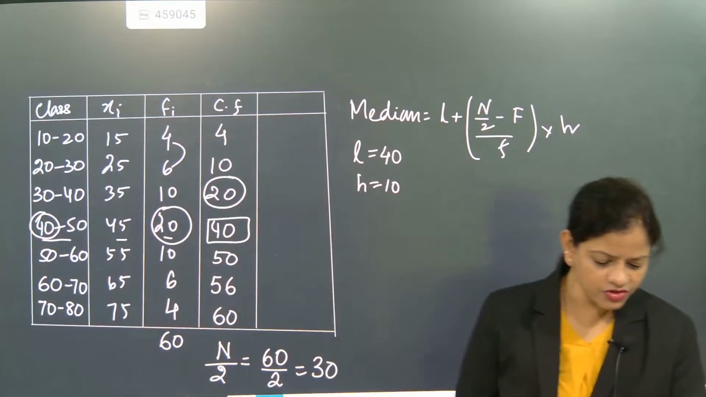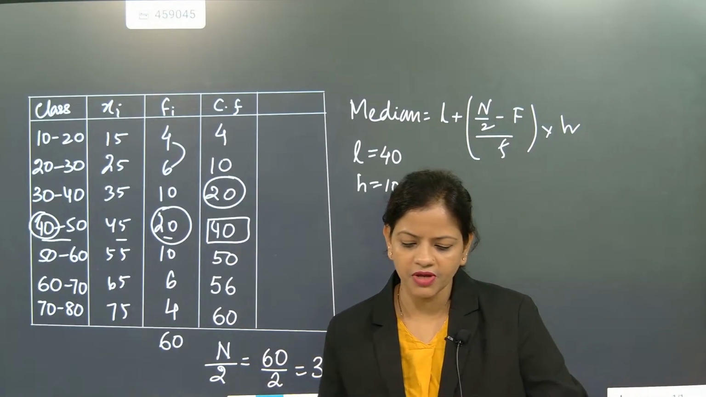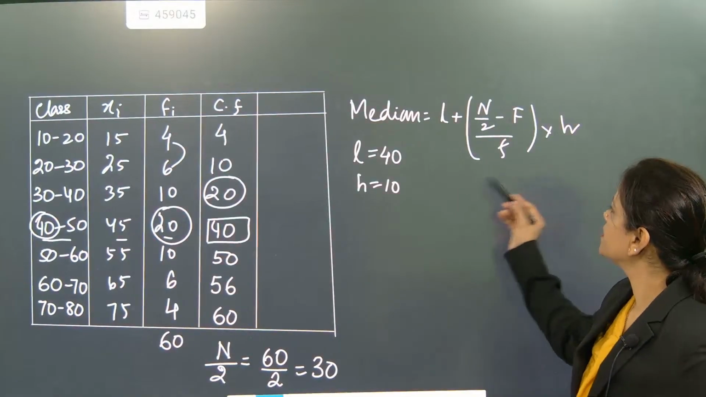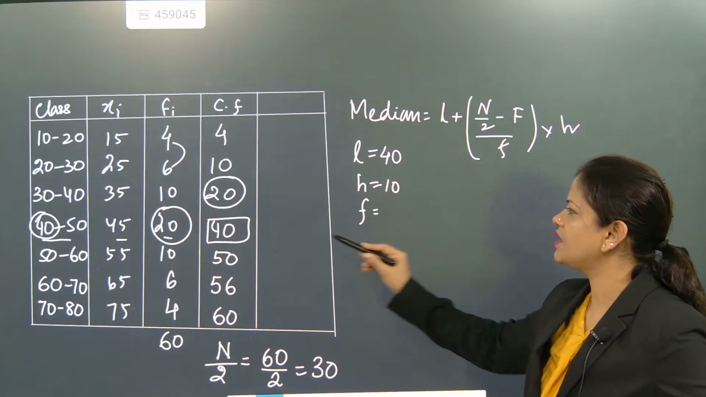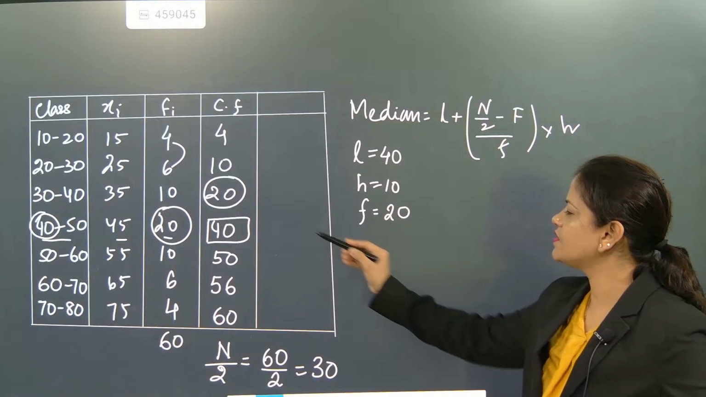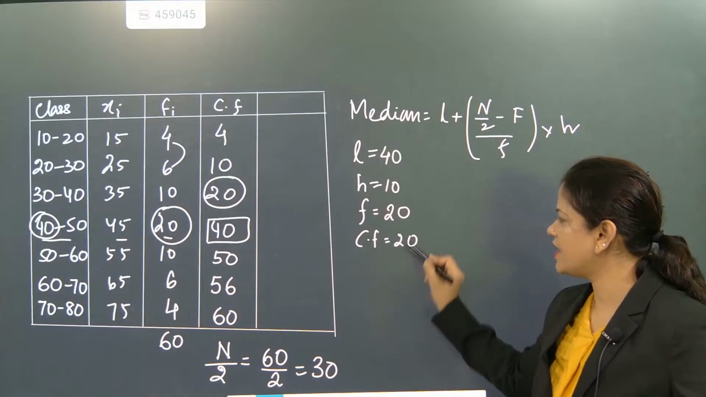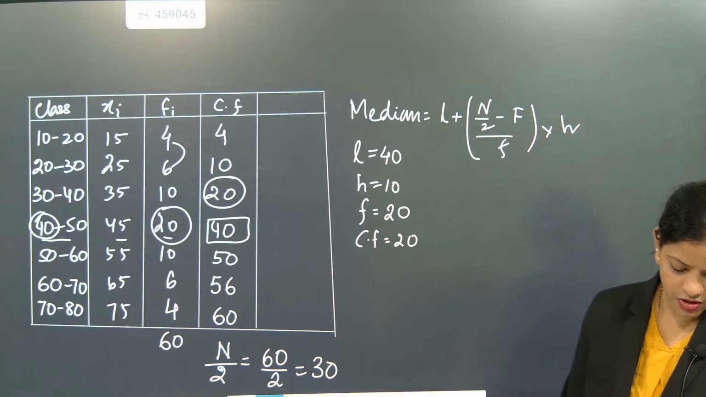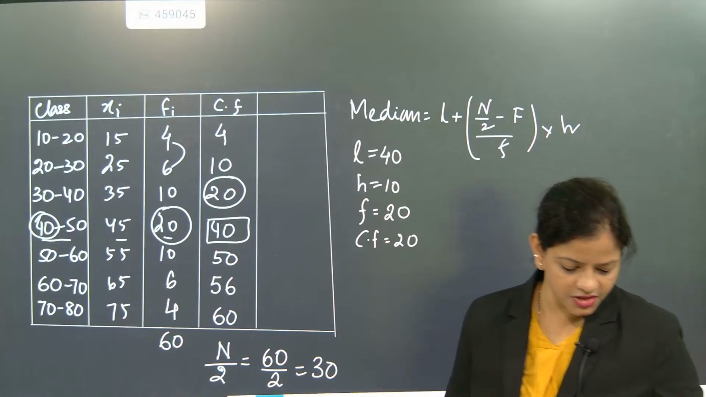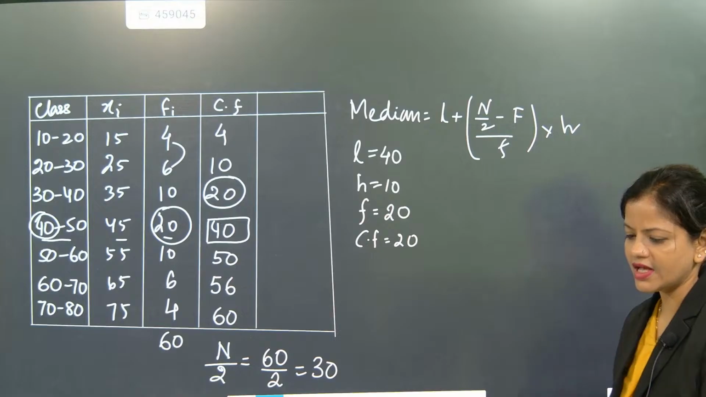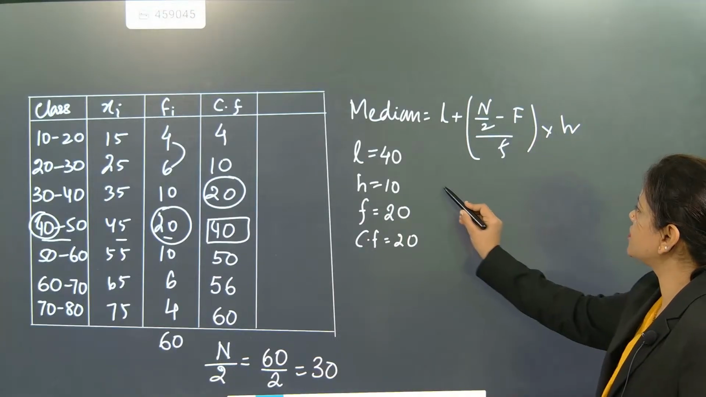So which values are coming? f and F both are coming. Now the frequency f is coming as 20, the same class frequency. Then the cumulative frequency is also coming as 20. Understood now? So here one is exactly 20, and the other one is also 20. Now we just have to substitute here.